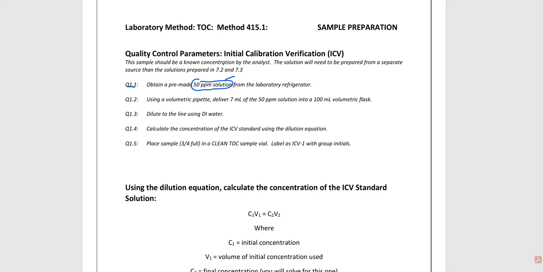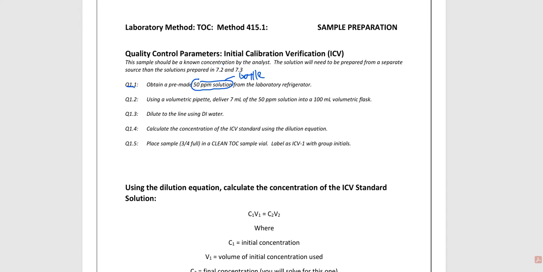With the ICV, we need to double check that calibration that's getting ready to be made and generated. So you can't check the calibration with something that the calibration was made with. That does not make any sense. So we've got an ordered bottle of 50 ppm that's in the lab. You will find this up in front. That is the bottle that you will use.